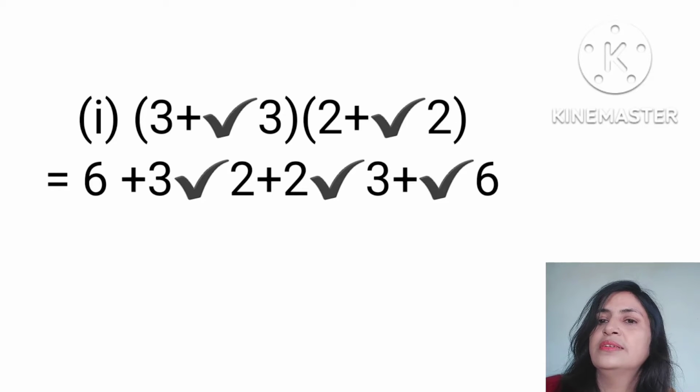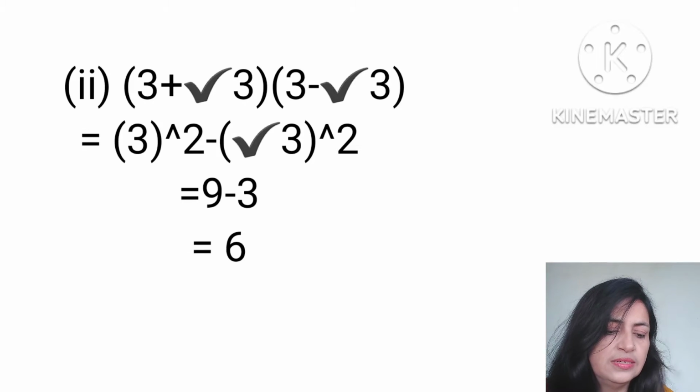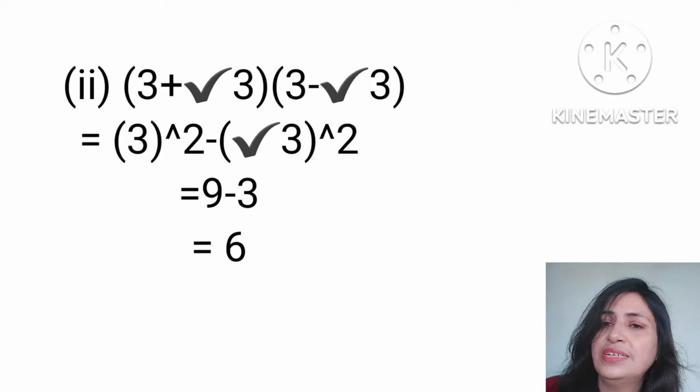Then we get 3 into 2, 6, plus 3 root 2, and then we get 2 root 3 plus root 6. That is the answer. Now next, (3 plus root 3) into (3 minus root 3).